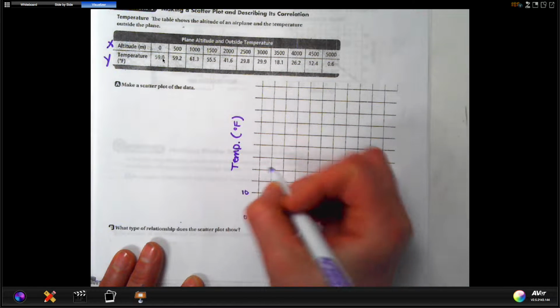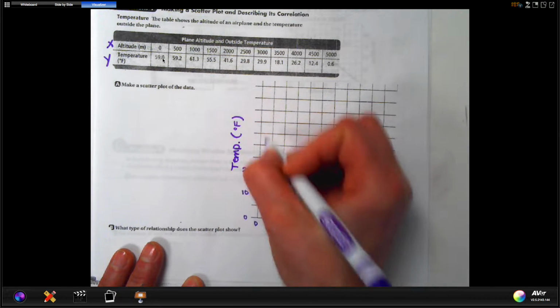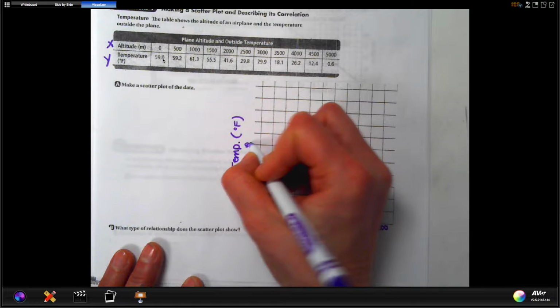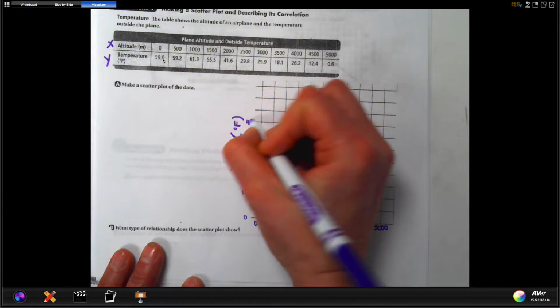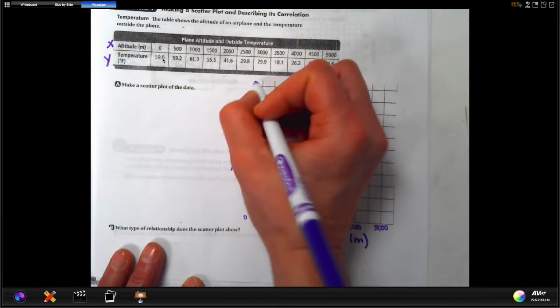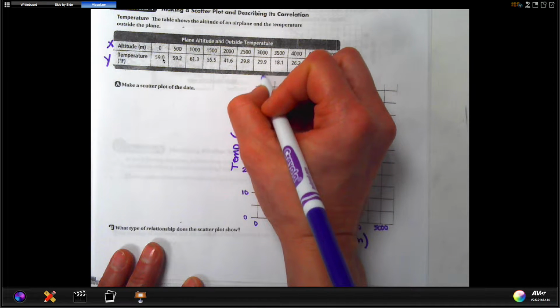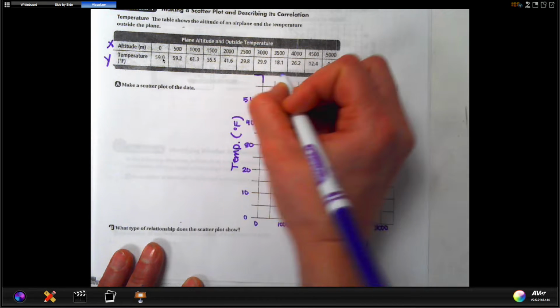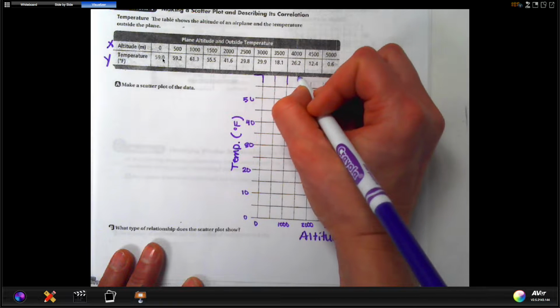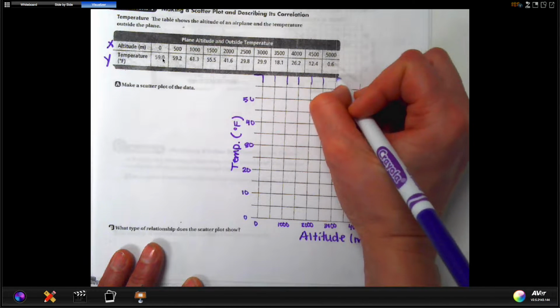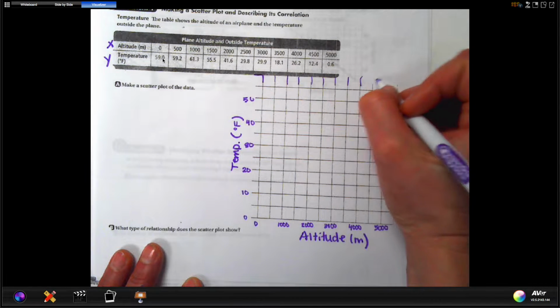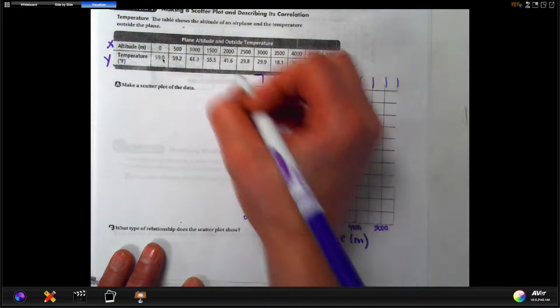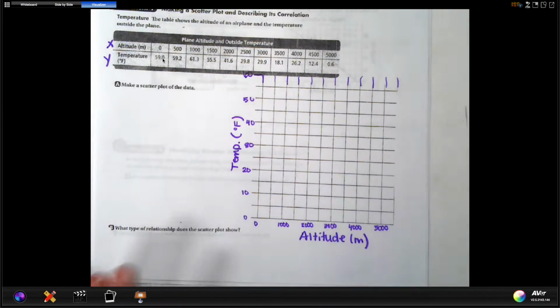Again, I'm only going to label every other one, knowing that the 5s are in between. And then you will have to make your graph go a little bit higher here and label up here, because we know we're just above that in one of our data points. So this would be 60.